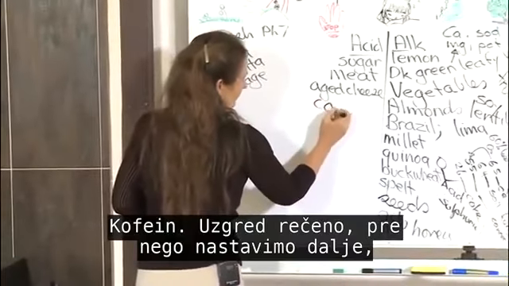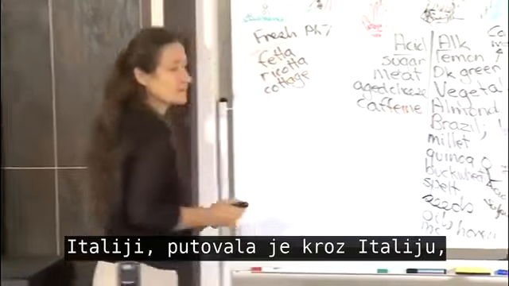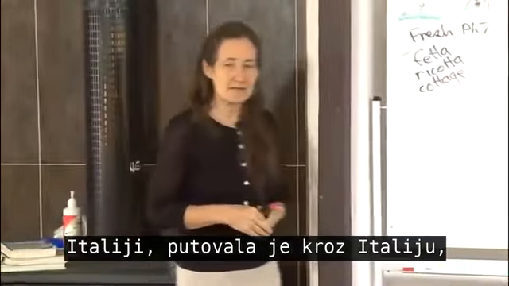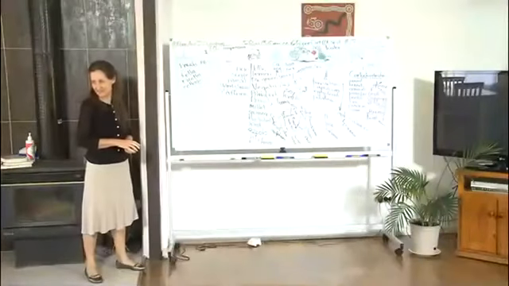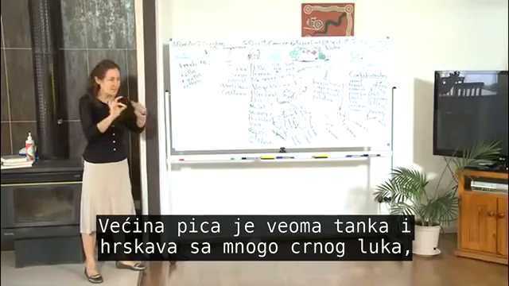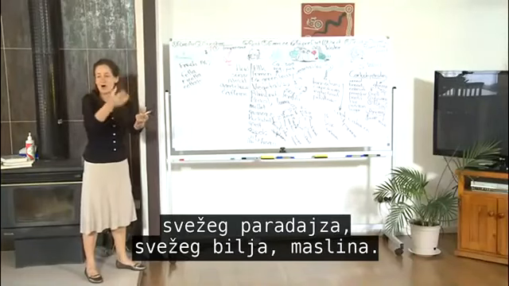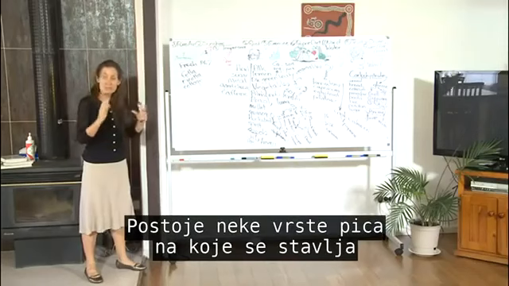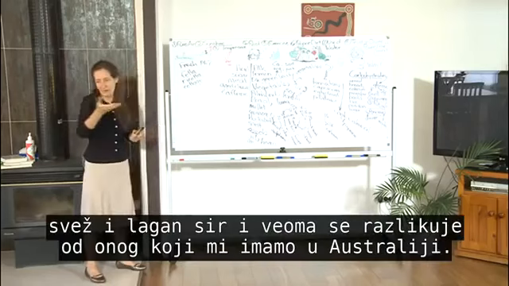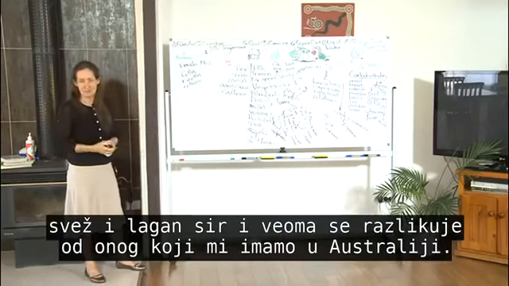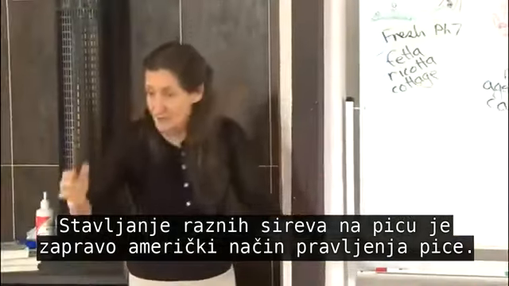Oh, by the way, before we move on from cheese, my daughter was in Italy, travelling in Italy, and she said, "Mum, they don't put cheese on pizza in Italy. Most pizzas are really thin and crusty with lots of onion, fresh tomato, fresh herbs, olives. There are some types of pizza that they put a mozzarella on, but it's like a fresh, light one, very much different to one we have in Australia. It's actually an American thing, putting all this cheese on top of pizza."